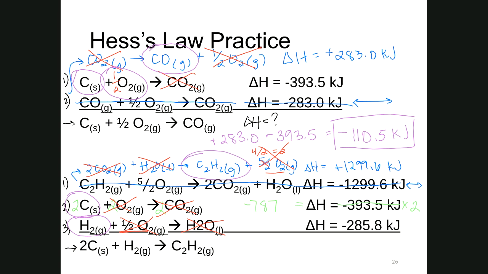So now we add together. So it'll be 1299.6 minus 787 minus 285.8. Let's put that together. And so that gives us an answer of 226.8 kilojoules. And that's our enthalpy for the overall reaction.